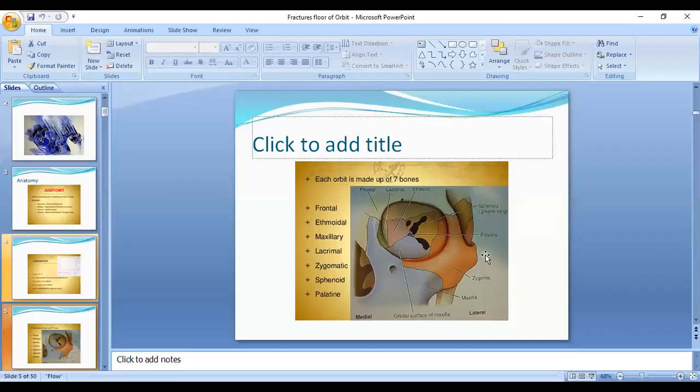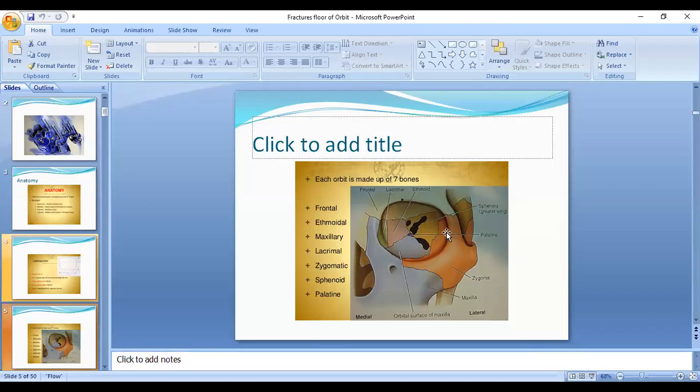Seven bones, right? Here is the frontal bone, this is zygoma, this is maxillary, and inside we have ethmoid, lacrimal, and in this slide it may not be visible, but there is a sphenoid bone and palatine bone.